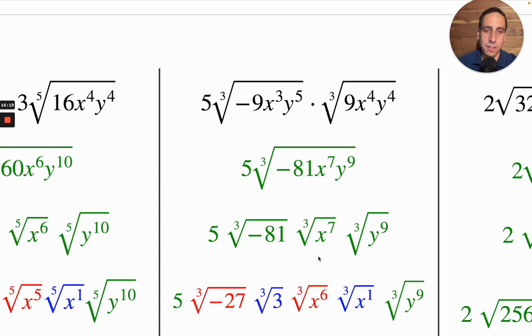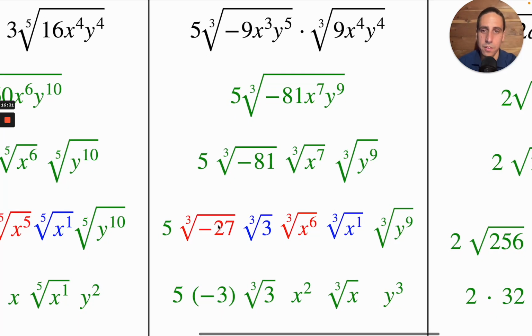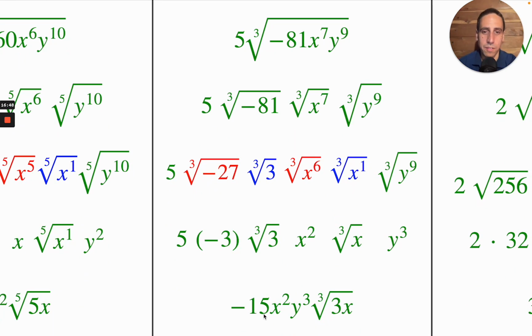That'll be easy to do. I'm going to factor out x to the 6th, the perfect cube, the perfect power over here, and then the leftover factor is x to the first. 6 plus 1 is 7. I'm going to simplify the red. It turns into negative 3, and this one turns into x squared. And you can see that the blues remain untouched, and then I can actually take the cube root of y to the ninth, it's y to the third. I'm going to simplify and combine all these together. 5 times negative 3 is negative 15. The x squared y cubed go here, and that cube root of 3x goes over here.